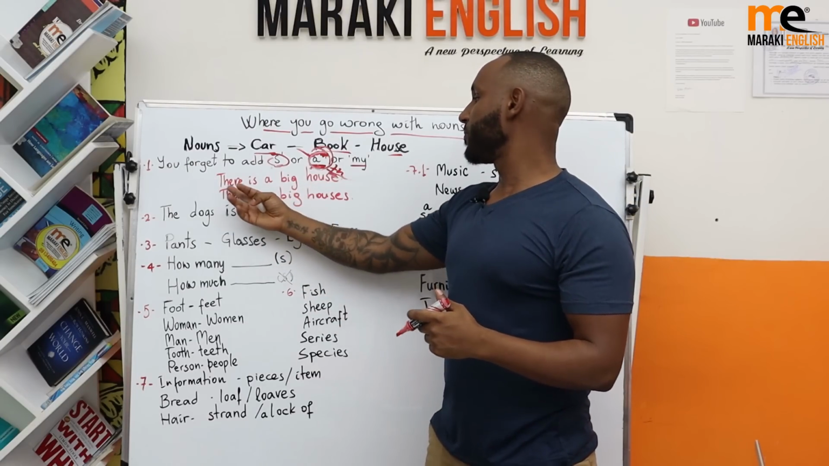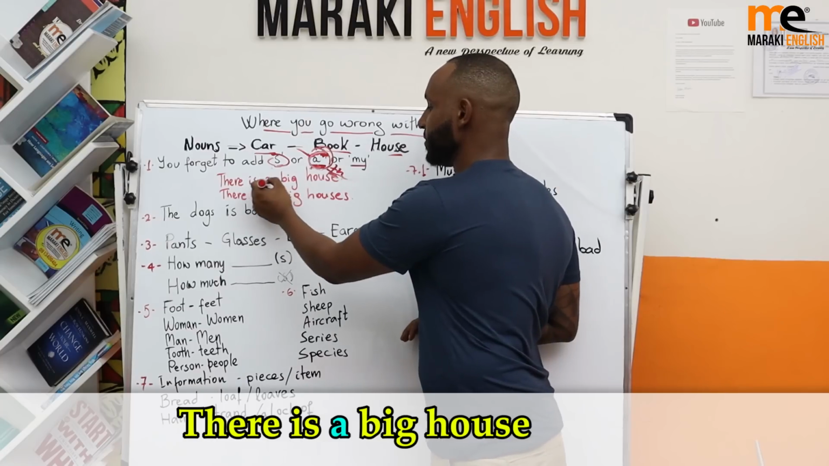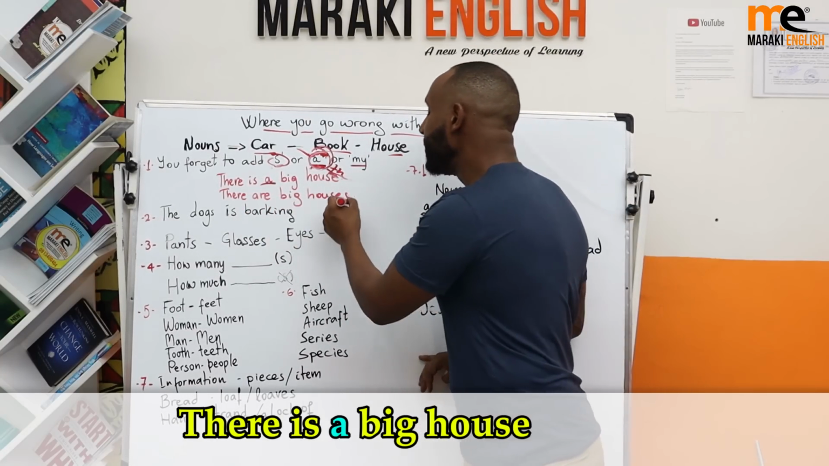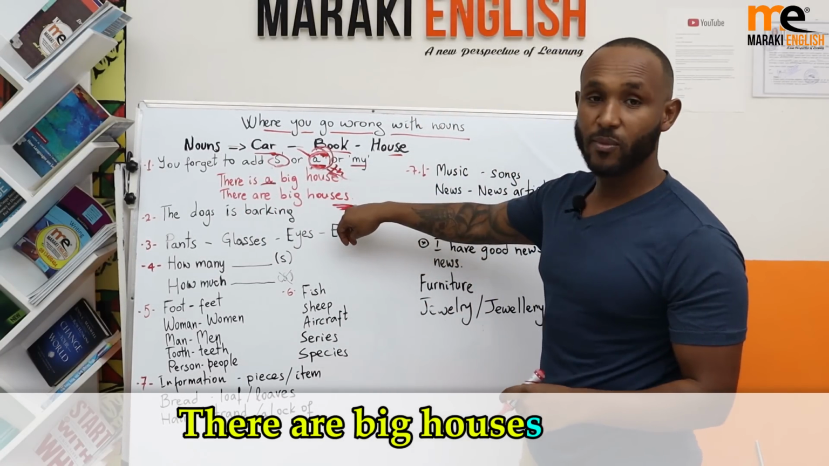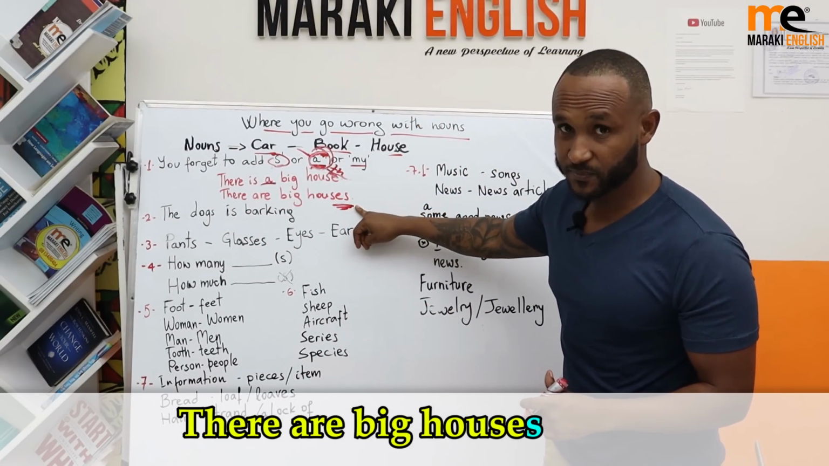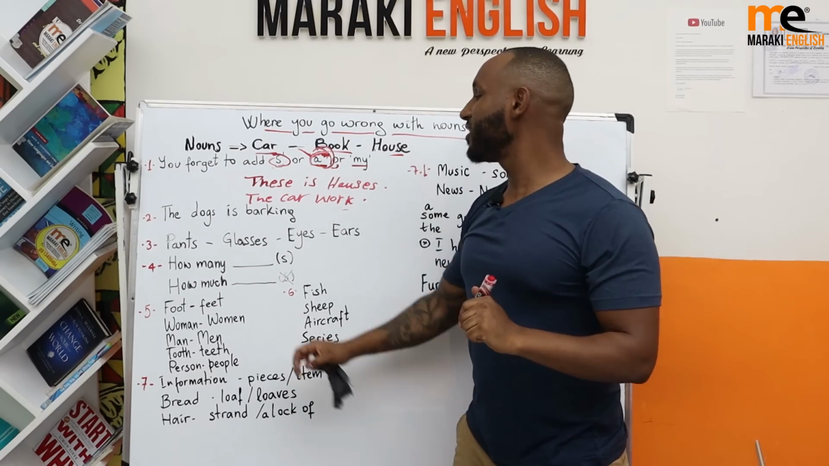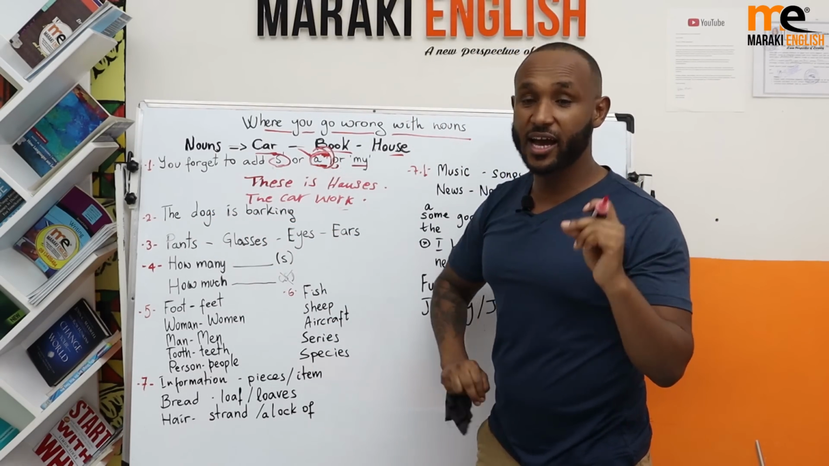So let's look at the example. There is a big house, as here. There are big houses. Again, my S is here. You got it? Good. The second one is subject and verb agreement.